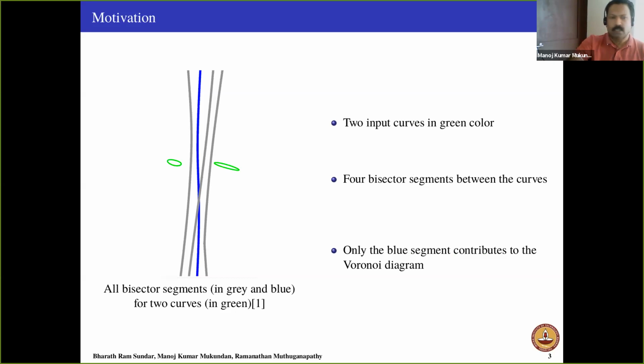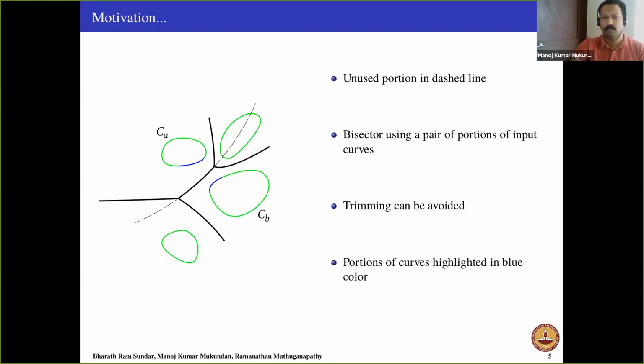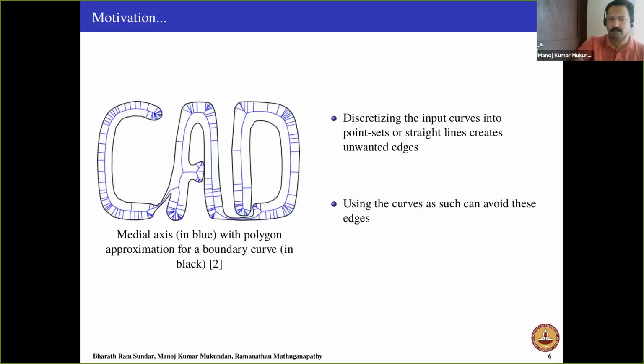For the 2 inputs, there are 4 bisector segments between these 2 closed curves. Among these, only the blue segment contributes to the Voronoi diagram. Only the bisector contributing to the Voronoi diagram is shown here. If a few more curves are introduced, the entire portion of this bisector also doesn't become part of the Voronoi diagram. The unused portion in such a case is shown as a dashed line. The used portion of the bisector can be computed using the portion of curves highlighted in blue color. This local computation of bisector can avoid any further trimming.